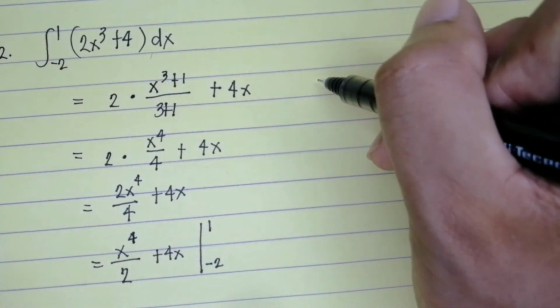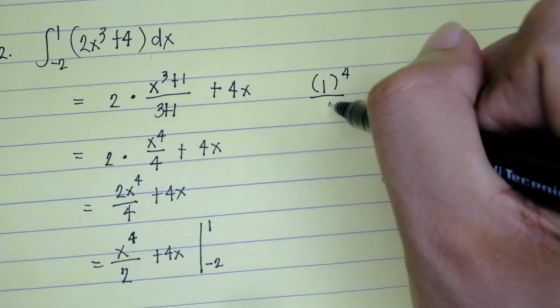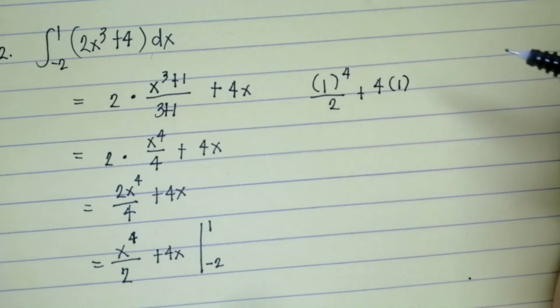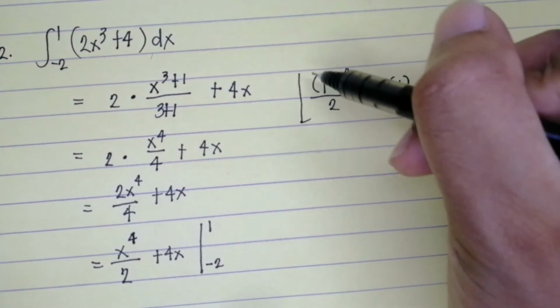Therefore, eto na yung gagawin natin. We have 1 raised to 4 over 2 plus 4 times 1. Okay? Eto yan. This is just our expression. X raised to 4 over 2 plus 4x. Pinalitan lang ng 1 si x. Yan yung nasa unahan. So, lagyan natin ng bracket.